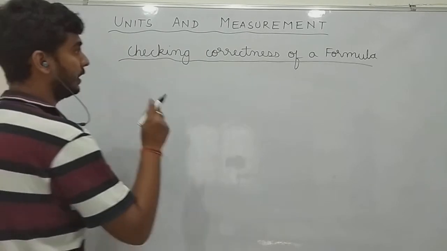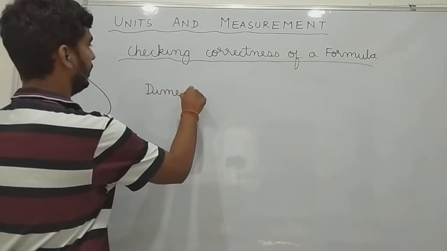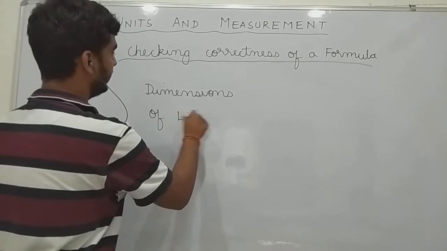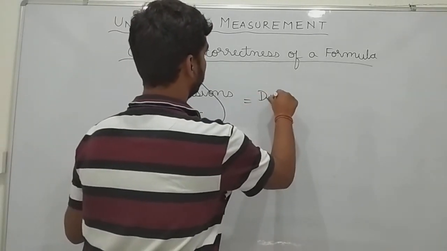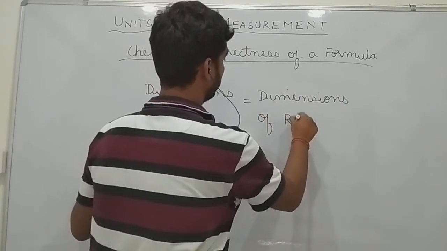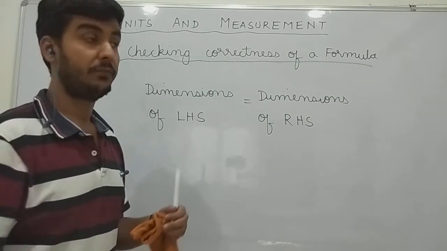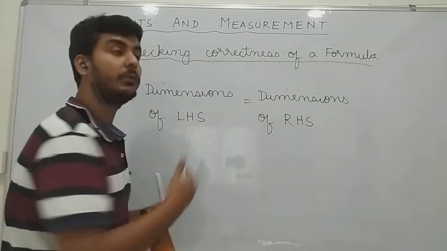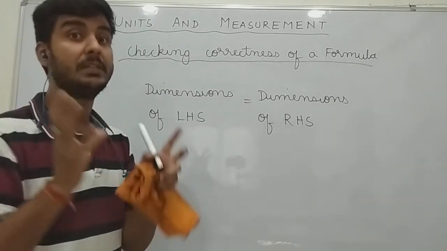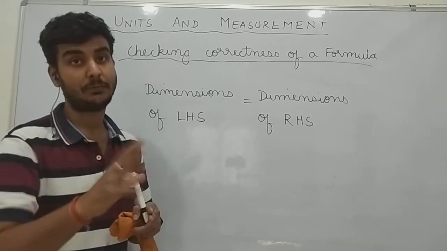So how can we check if a formula is correct or not? If the dimension of all the terms on LHS is equal to the dimension of all the terms on RHS. Means you will find the dimension of LHS separately, and then you will find the dimension of RHS of the formula separately, and if those two dimensions match, then only that formula is correct. Otherwise you cannot say that the formula is correct.